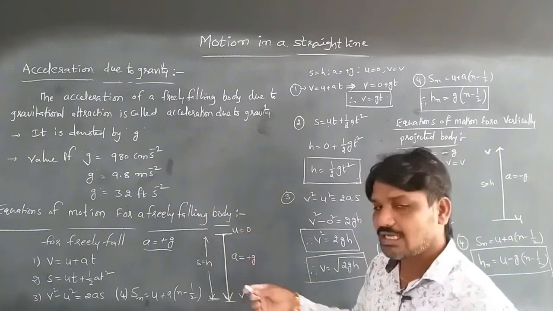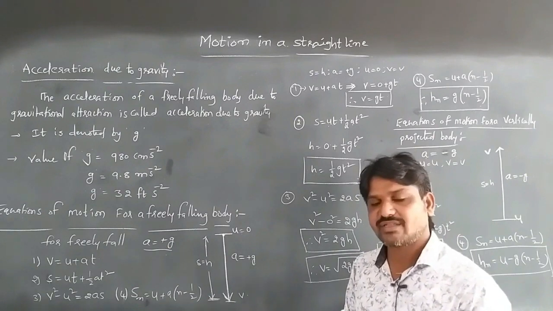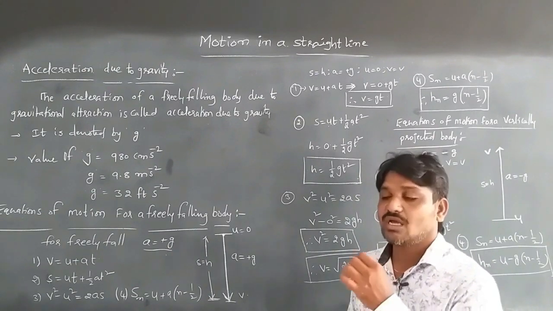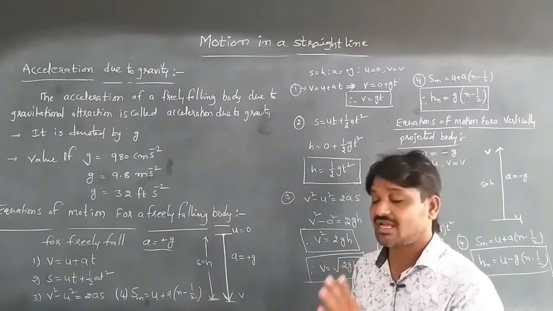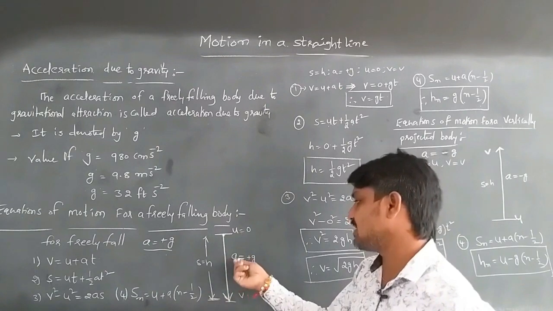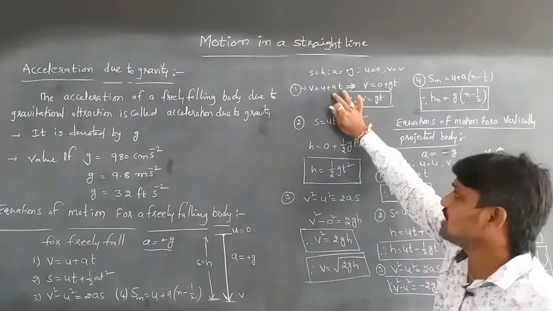Here, in a straight line, displacement and distance are both the same, because there is no change between the displacement and distance when the body is moving along a straight line in the same direction. Then a is equal to plus g, since it is moving under the gravitational effect. We are substituting these values in the equations of motion.